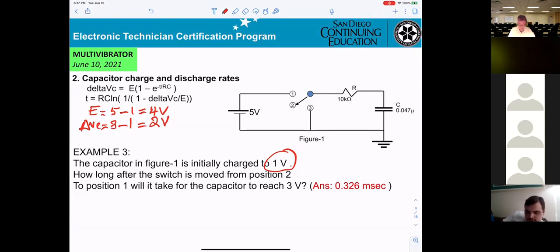Now make it a little more clear for your line. If you're doing it correctly, you can get 0.326 millisecond.